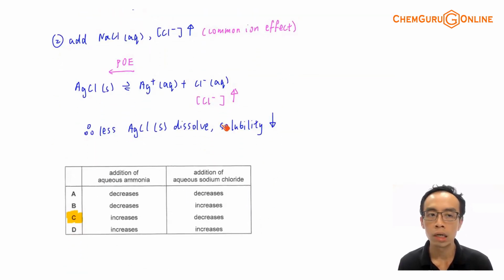So we already have determined what will happen to solubility. When you're adding ammonia, we expect solubility to go up. When you're adding sodium chloride, a common ion, we expect solubility to decrease. So the answer in this case will be option C.